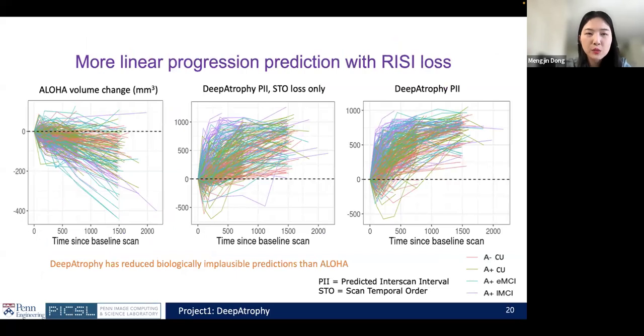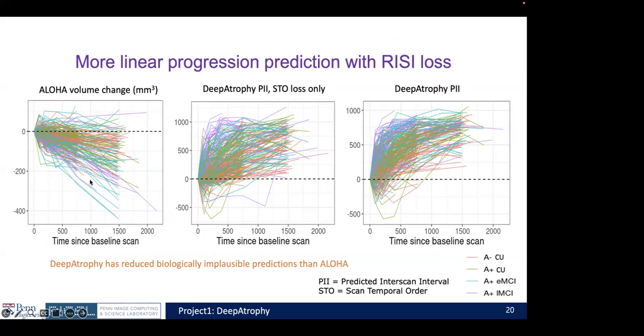We also plotted a spaghetti plot for ALOHA, DeepAtrophy with only the first STO loss, and DeepAtrophy PII prediction, the predicted interscan interval prediction. We found that with ALOHA, the volume difference is, yeah.